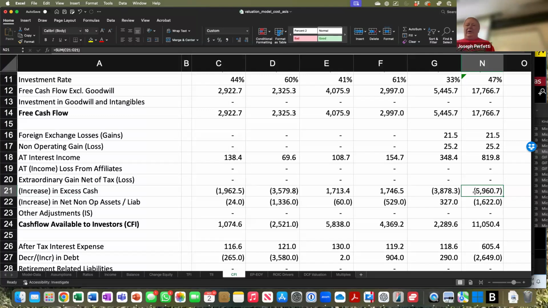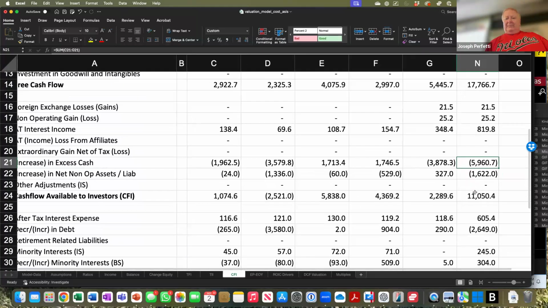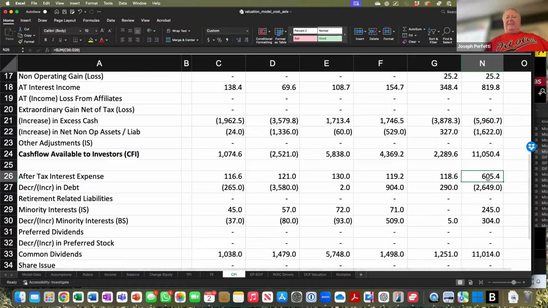Next, where did the 11 billion go? Who got the 11 billion? 605 million went to pay interest. They have debt, and there's interest on the debt. That was the payment to the debt holders. Costco increased their debt by $2.7 billion.